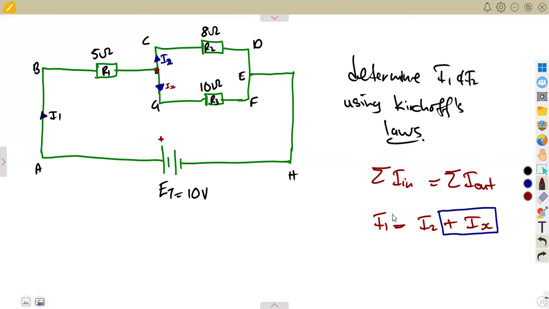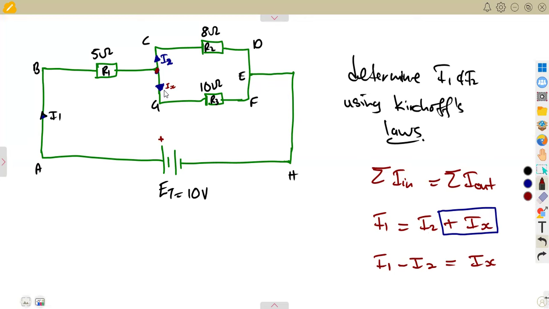Since we do not want to have a lot of unknown currents, I1, I2, I3, we transpose I2 to the other side, it becomes a minus. That's I1 minus I2 is equal to IX. Remember, this is an equal sign that you're having here. So IX is equal to I1 minus I2.